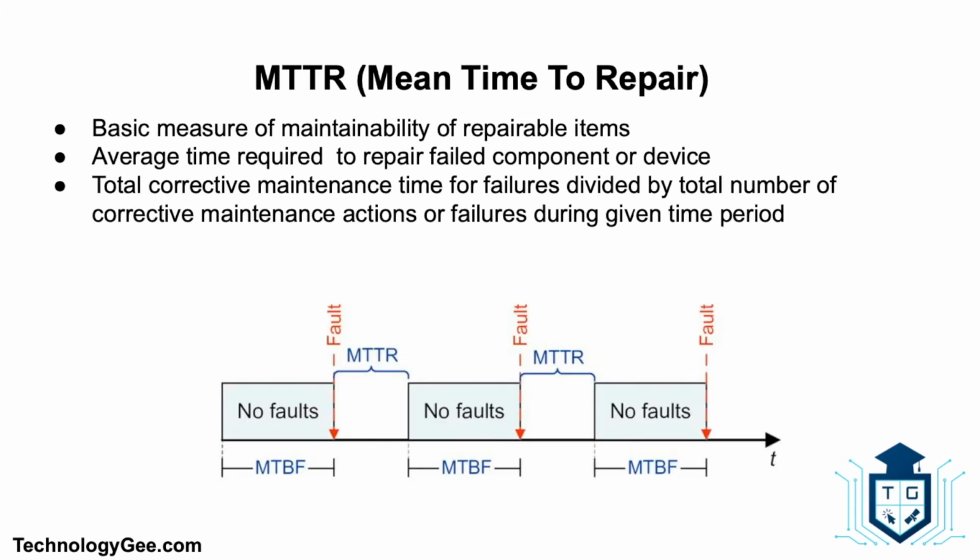Next, we have MTTR, or mean time to repair. So mean time to repair, this is a basic measure of the maintainability of repairable items. It represents the average time required to repair a failed component or device. Expressed mathematically, it is the total corrective maintenance time for failures divided by the total number of corrective maintenance actions for failures during a given period of time.